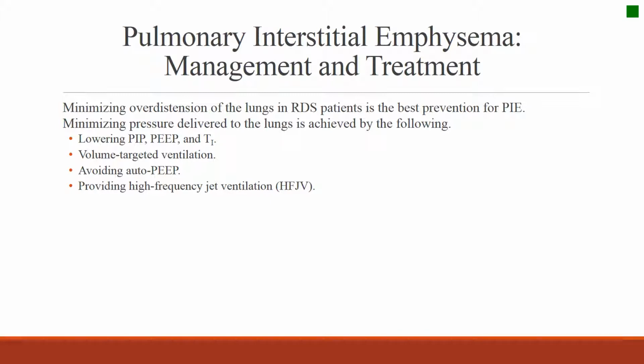Management and treatment of PIE includes minimizing any overdistension of the lungs in respiratory distress syndrome patients. That's the best way to prevent it. If it develops, or even before it develops, you want to, again, keep your PIPs, PEEPs, and I times low. You want to use volume-targeted ventilation, avoid auto-PEEP, and if you need to, switch over to some high-frequency jet ventilation.